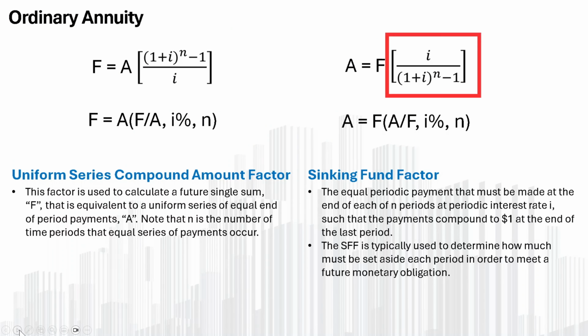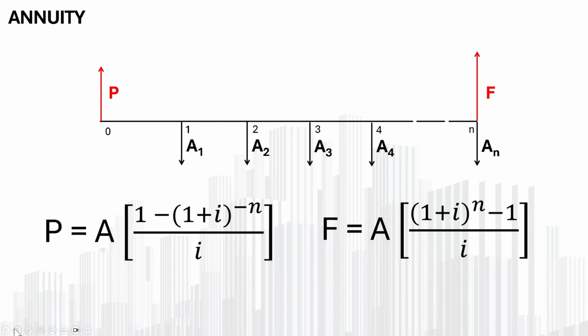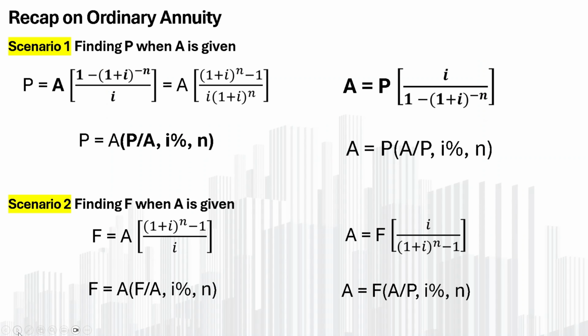The bracket here is called the sinking fund factor. This other one is called the uniform series compound amount factor. In summary, these are the equations of our present worth annuity problems. This is the future worth annuity problems. So, you can see the difference. Here's another recap: what are the conditions when finding P when A is given, and finding F when A is given.